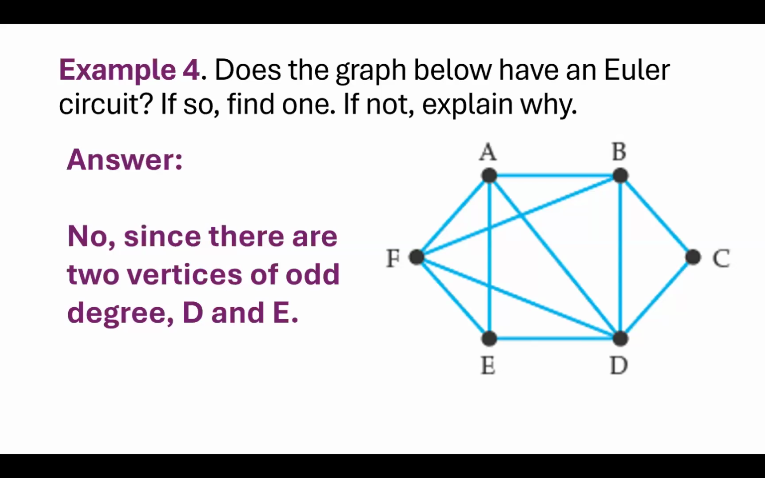So for the existence of an Euler circuit, if I want to be able to create an Euler circuit, I need all of the vertices of the graph to have even degree. There has to be an even number of edges meeting at each one of the vertices. If there's at least one, or if there's two that do not have that property, then it's impossible to create an Euler circuit.